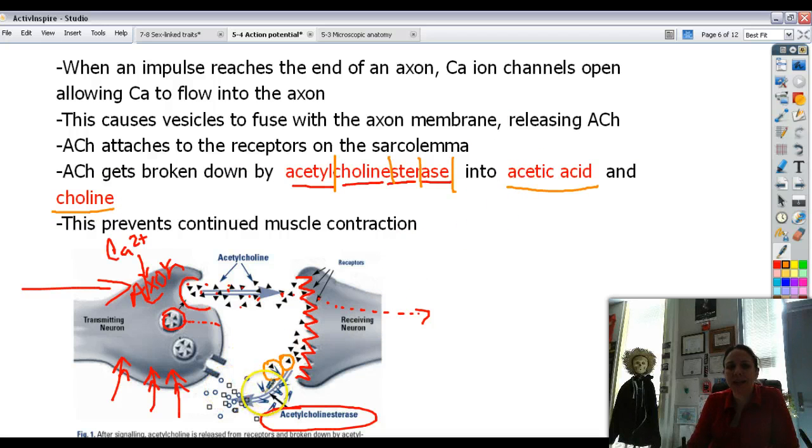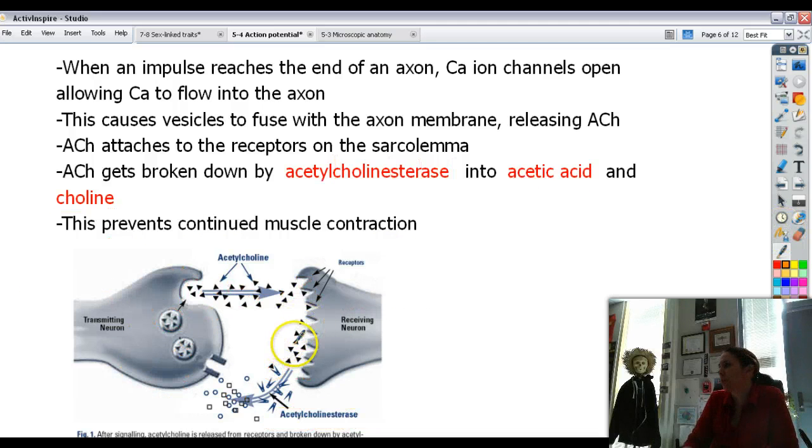The acetic acid and the choline will then go back into the axon and get reformed back into the little triangles of acetylcholine to just do this over and over again. So all they do is go back and forth and back and forth. So if we don't break down the acetylcholine, that's when we get a toe cramp or a calf cramp or something like that.